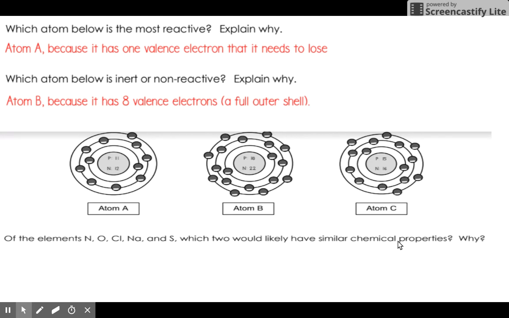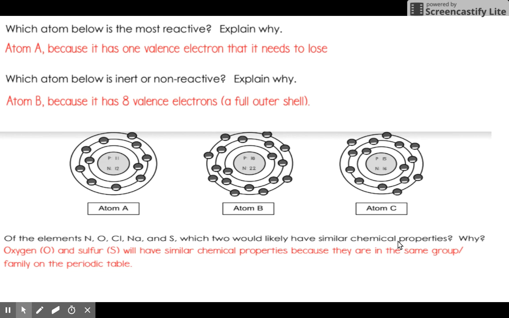Go ahead and pause so you can take some time to look at your periodic table. All right. So oxygen and sulfur have similar chemical properties because they are in the same group or family on the periodic table.